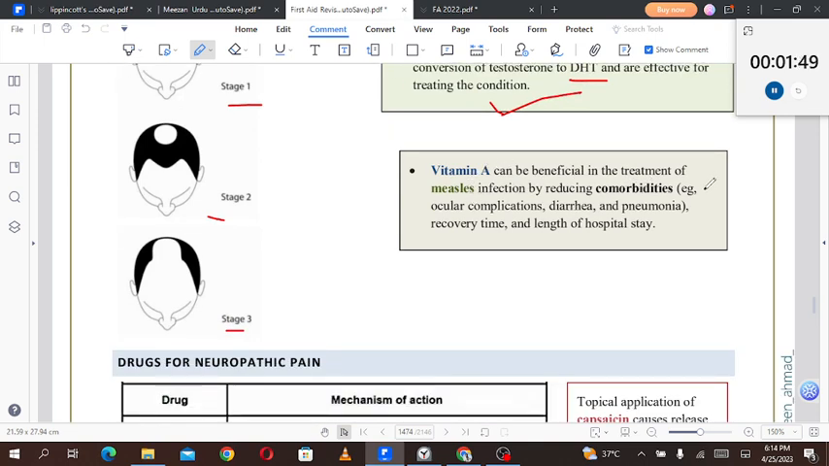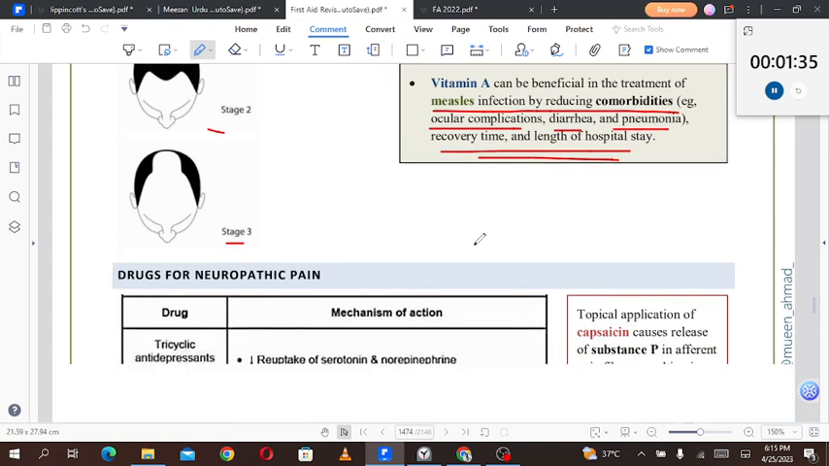Vitamin A can be beneficial in the treatment of measles infection by reducing the comorbidities, for example, the ocular complications, diarrhea, and pneumonia. Recovery time and length of the hospital stay can also be decreased.